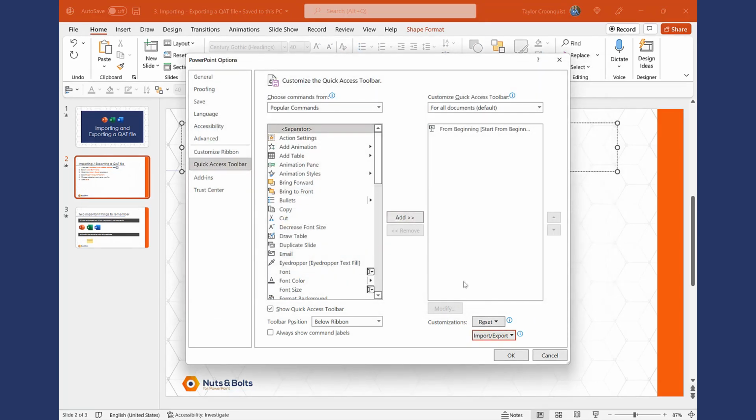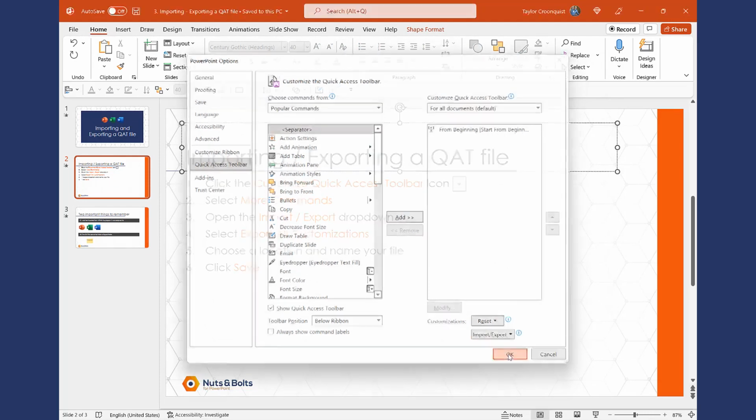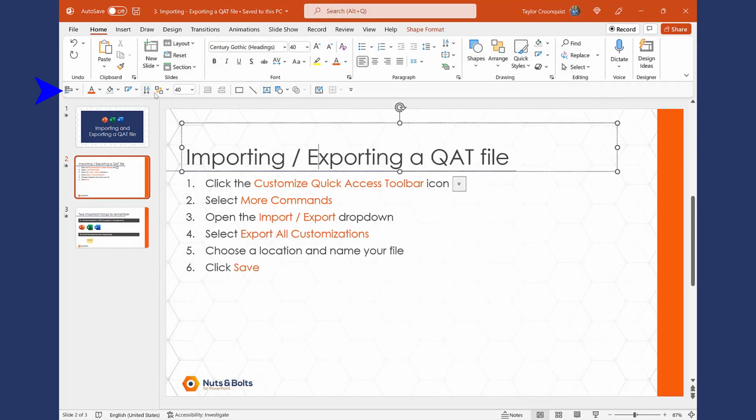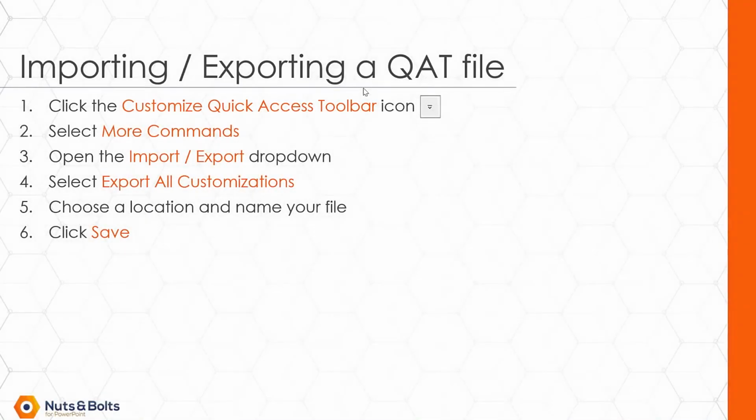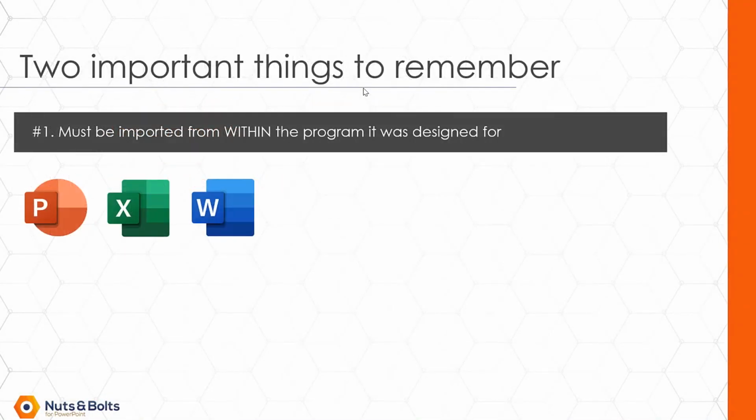Nothing appears to have changed here in this window, but when I click OK, that's just a PowerPoint glitch. All of those commands and features are now on my Quick Access Toolbar. Here are the steps for doing that, but there's two important points I want to make.